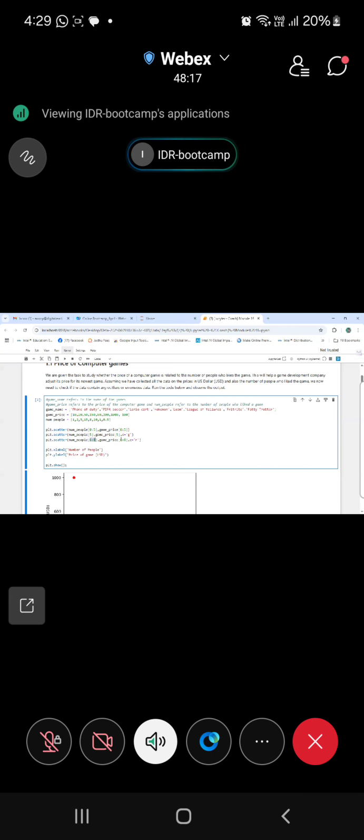Similarly, you are taking the game price for the same 6:8. So the 6th will be what? Game price 0, 1, 2, 3, 4, 5, 6. See, this is 6 and this is 7. Similarly, this will be 6 and this will be 7.